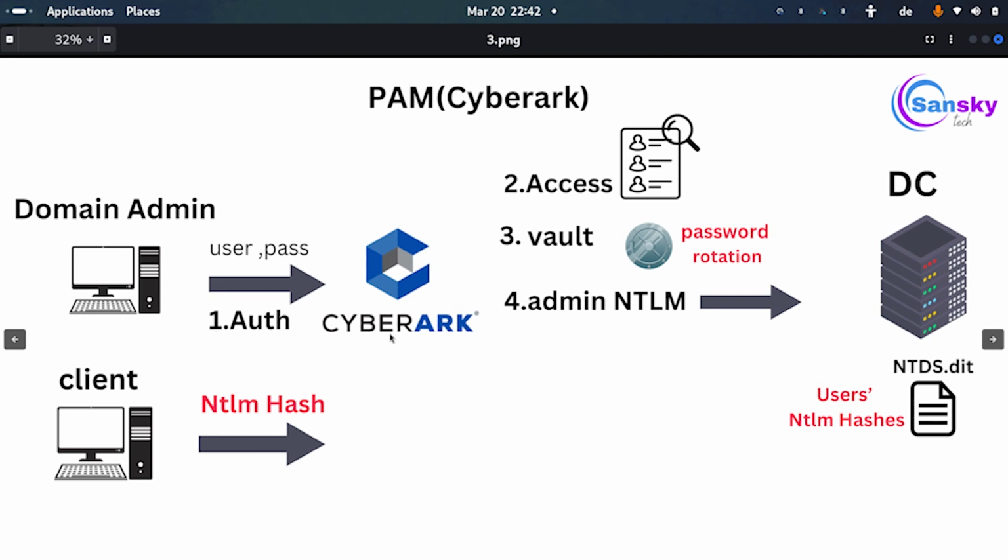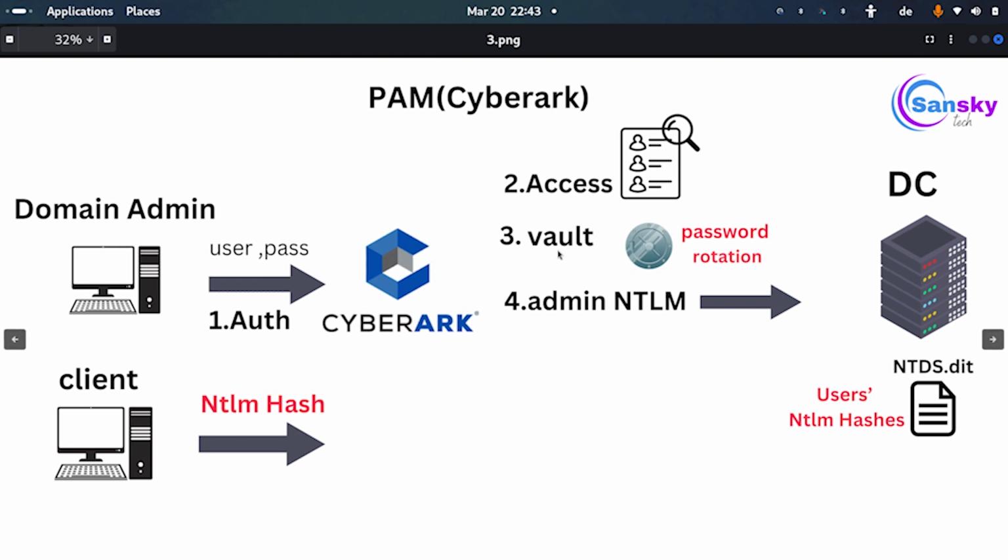So first, the domain admin will use its credentials in order to log into CyberArk and get authenticated by CyberArk, and afterward, it will say to CyberArk, hey, I want to get access to the domain admin account. Then CyberArk is going to check if this person with this credential really has the privilege to get access to the domain admin account.